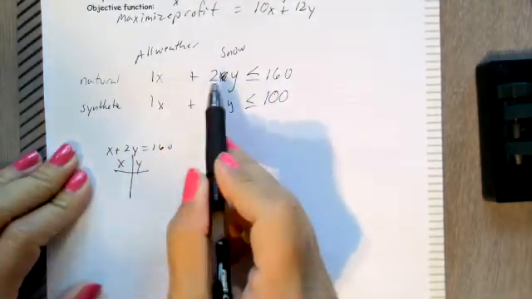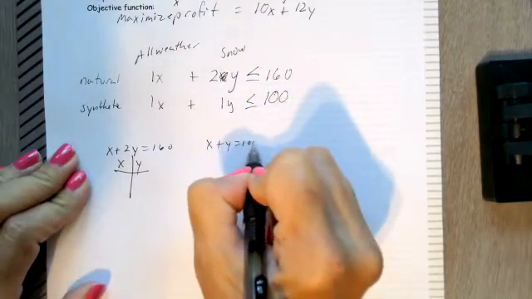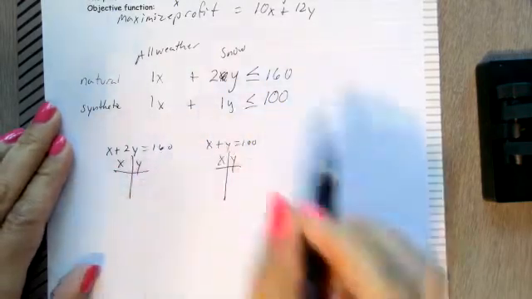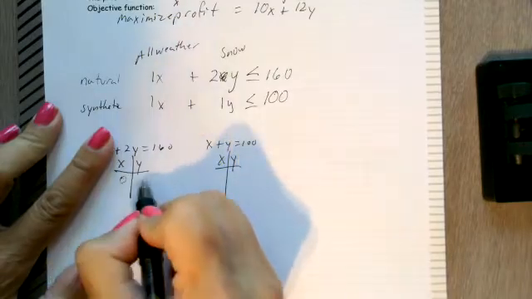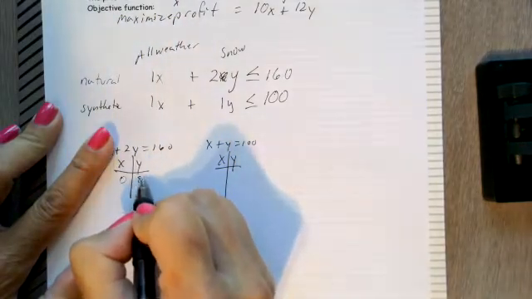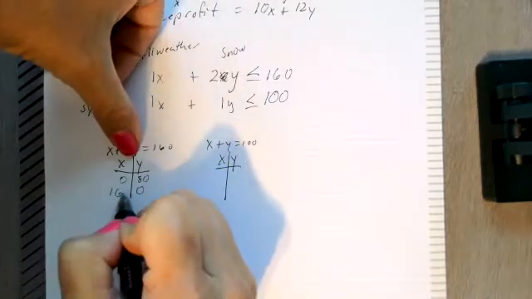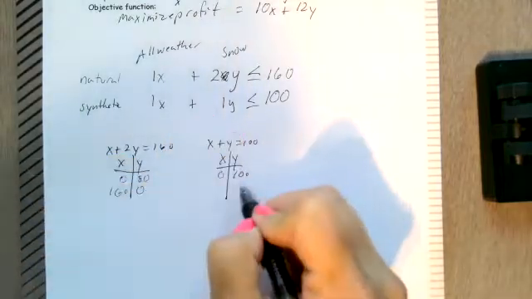Okay, so real quickly, if we have the first one, X plus Y equals 100. Remember, when I'm graphing them, it's about the border, so it's the equation, not the inequality. So if I have no X's, 160 divided by 2 is 80. If I have no Y's, X will be 160. If I have no X's here, it's just going to be 100 and the same.